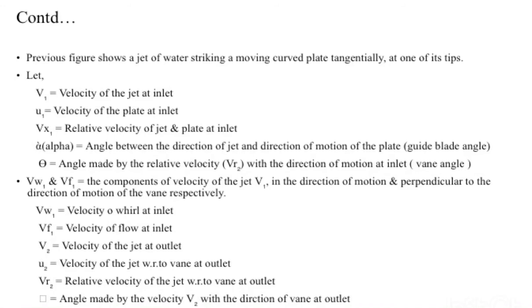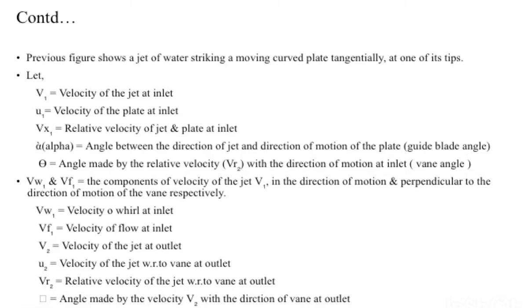Next you have to consider that vw1 is the velocity of whirl at inlet, and vf1 is the velocity of flow at inlet. Now the velocity of the jet at outlet is given by v2, u2 is the velocity of the plate at outlet, and vr2 is the relative velocity of the jet with respect to the vane at outlet. Beta is the angle made by the velocity v2 with the direction of motion at outlet, and phi is the angle made by the relative velocity vr2 with the direction of motion of the vane at outlet, that is the vane angle at outlet.